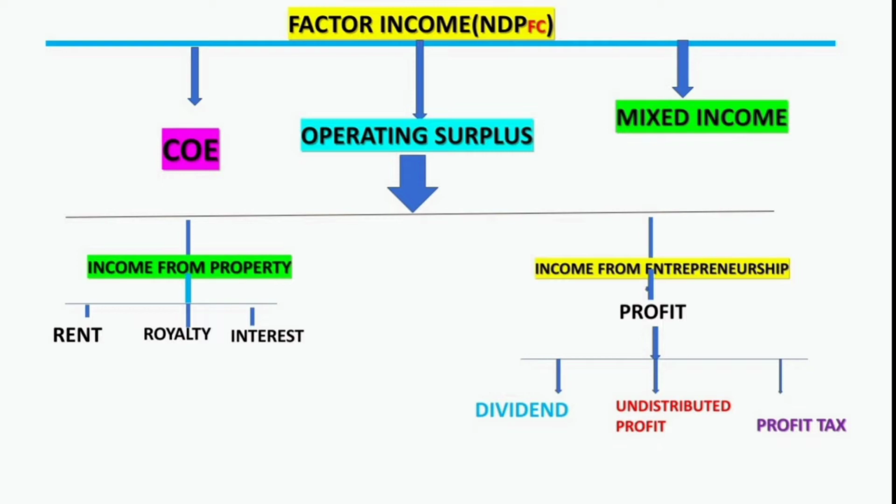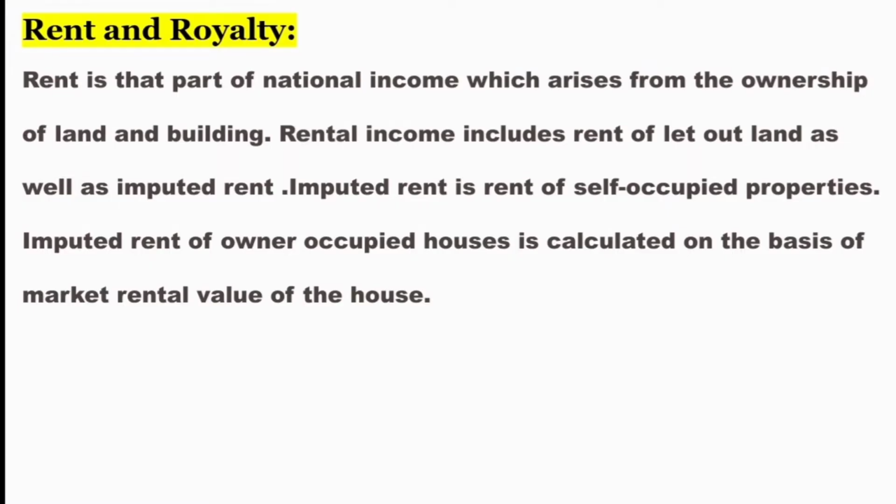What is rent and what is royalty? Rent is that part of national income which arises from the ownership of land and building. Rental income includes rent of let out land as well as imputed rent.